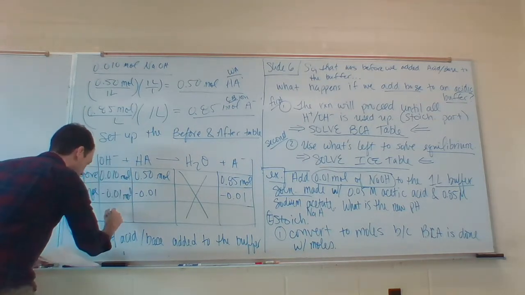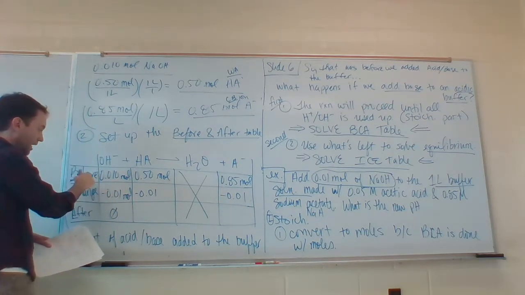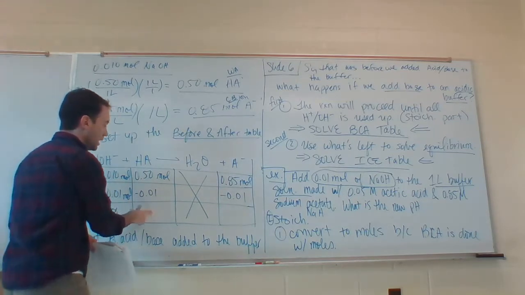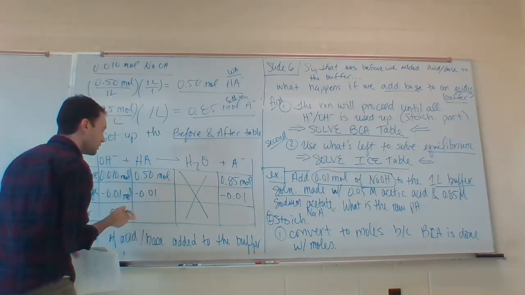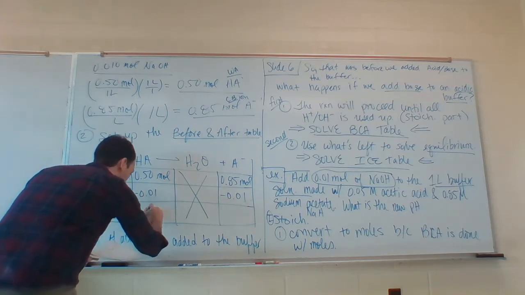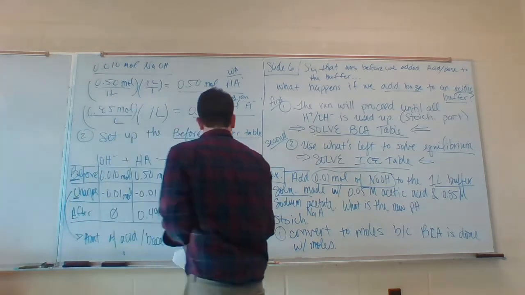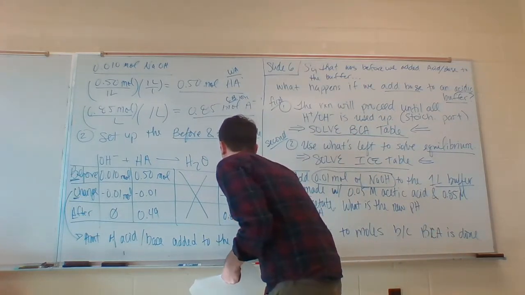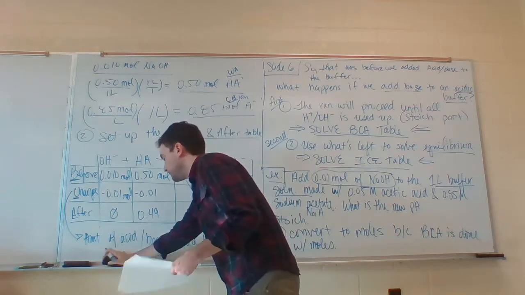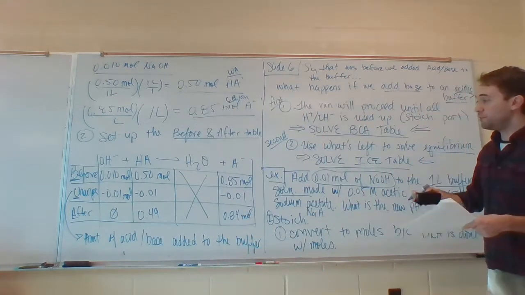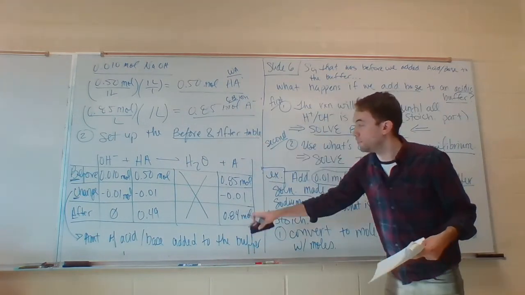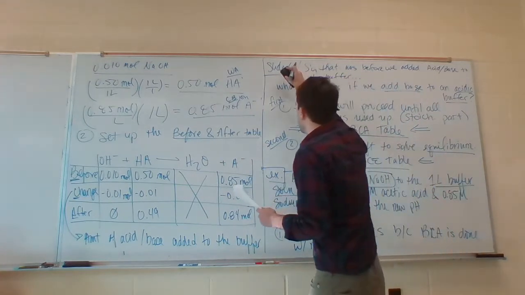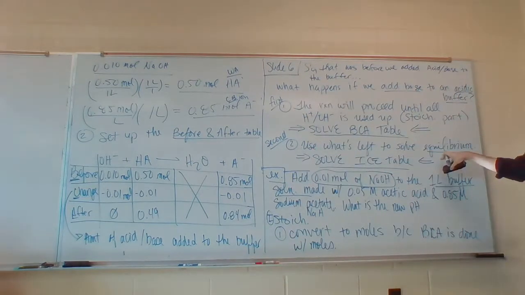Okay, so we're just subtracting off our base that was added here in our change row. Once we do that, we get a 0 here because we're just going to add up the 2 rows before it. So we have 0.01 minus 0.01. In the next row, we have 0.5 minus 0.01, which is 0.49 moles. And then over here, we have 0.85 minus 0.01, which gives us 0.84 moles. All right? So now that we've done our BCA, or our before and after table, the next step is going to be to set up our equilibrium.